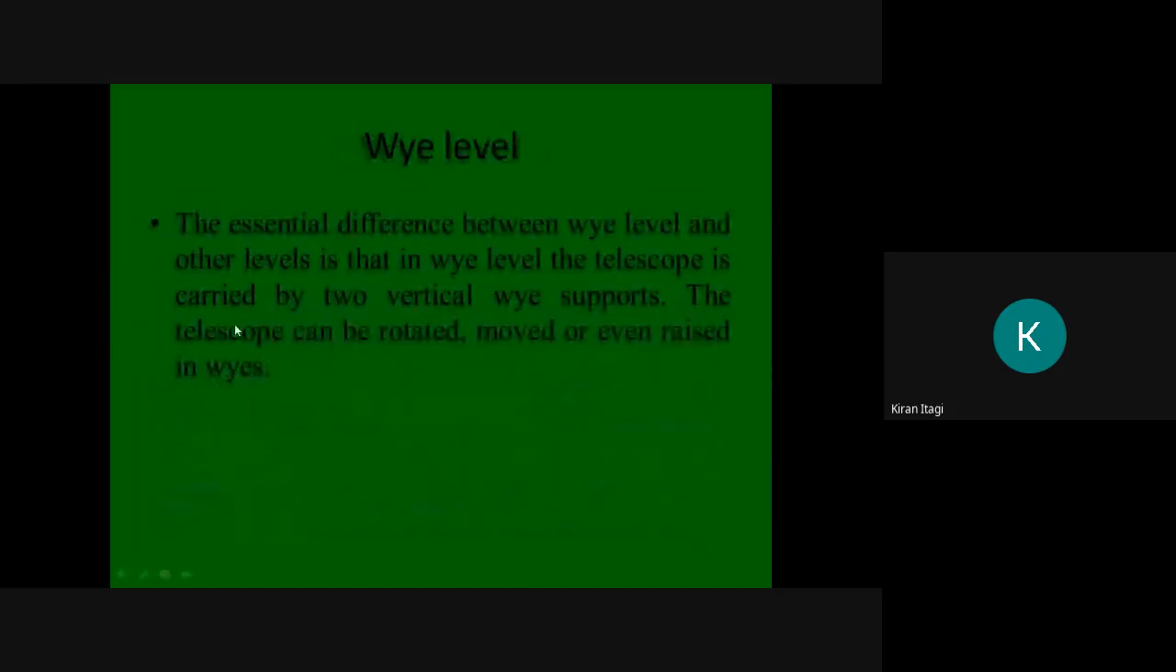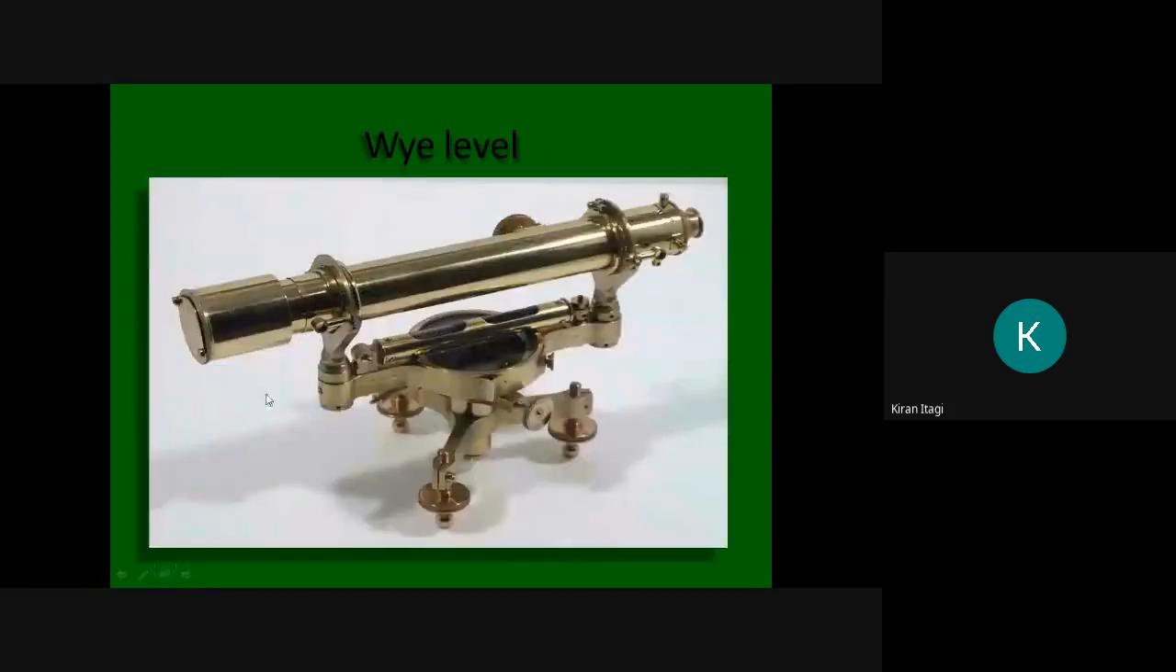Wye level: the essential difference between wye level and other levels is that the telescope is carried by two vertical supports, the base supports. The telescope can be rotated, moved, or even raised, so it can be moved in all directions.